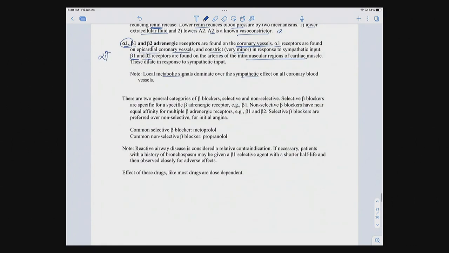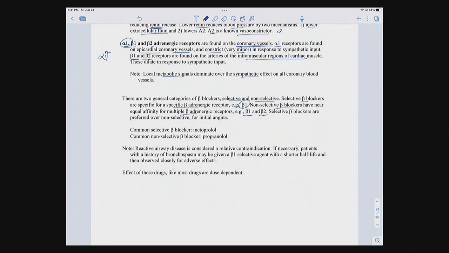There are two general categories for beta blockers, selective and non-selective. A selective beta blocker, as the name implies, is specific for a particular adrenergic receptor. In this case, maybe we would say we want a beta blocker that's acting only on beta 1. Well, then that would be a selective beta blocker. A non-selective beta blocker would have basically equal affinity for multiple beta adrenergic receptors. So they may have an affinity for beta 1 and for beta 2.